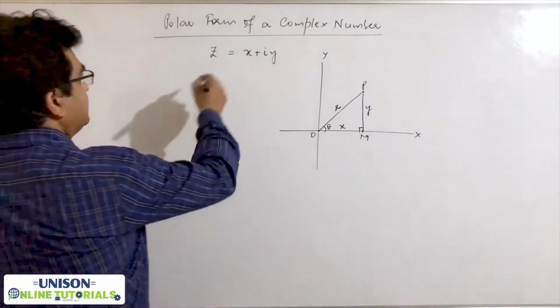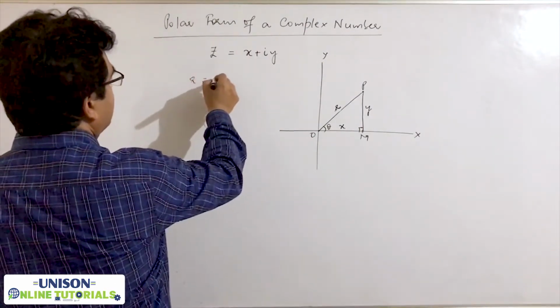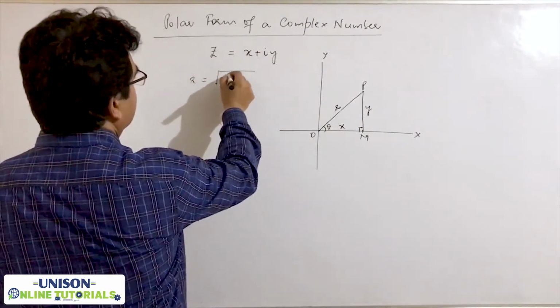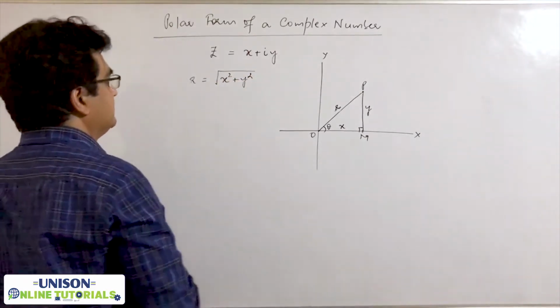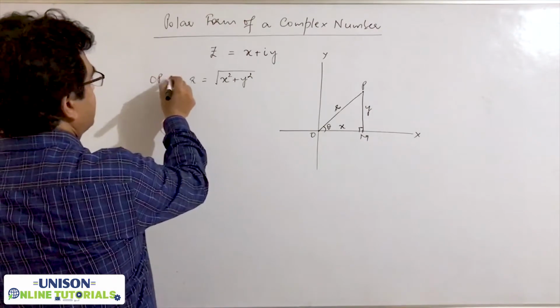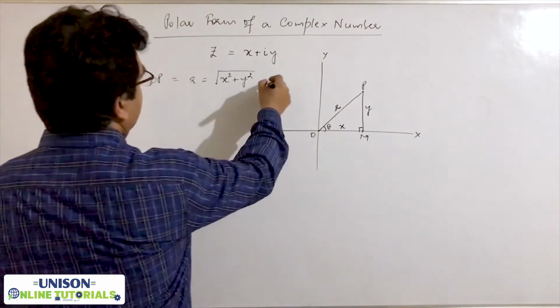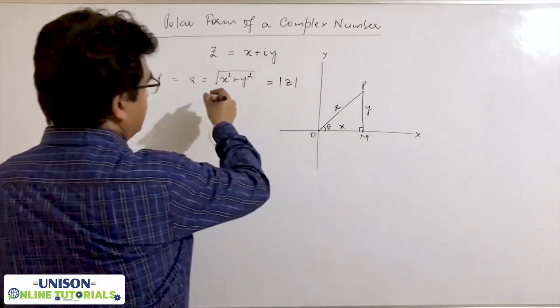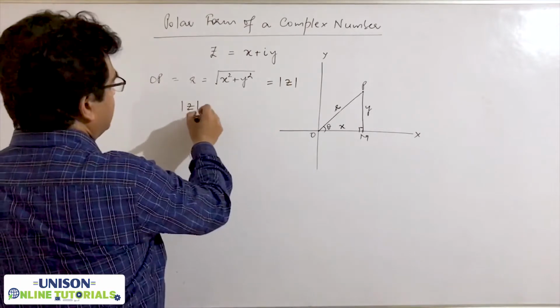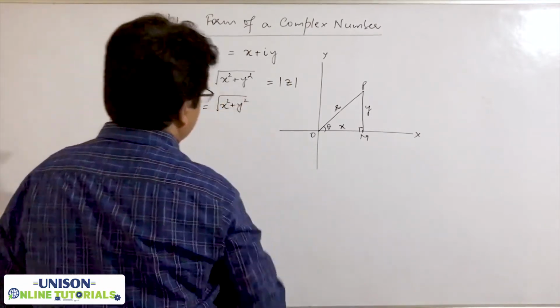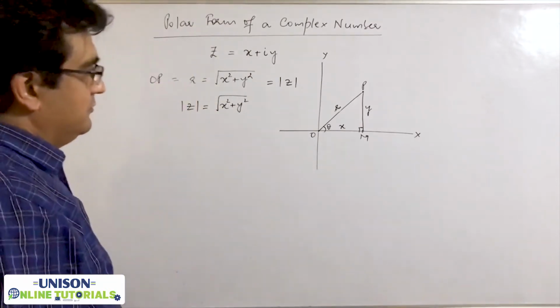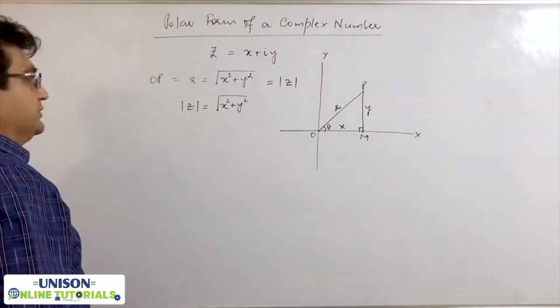So what is r? r is under root of x square plus y square using Pythagoras theorem, which is equal to OP, which is equal to modulus of z. So modulus of z is equal to under root of x square plus y square. We write OP as modulus of a complex number z.